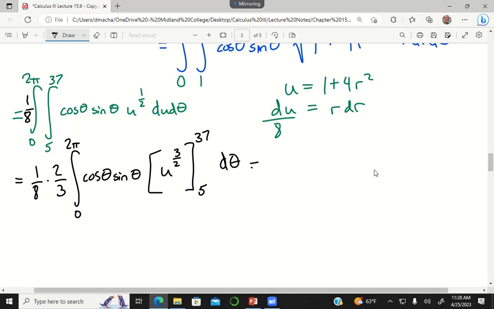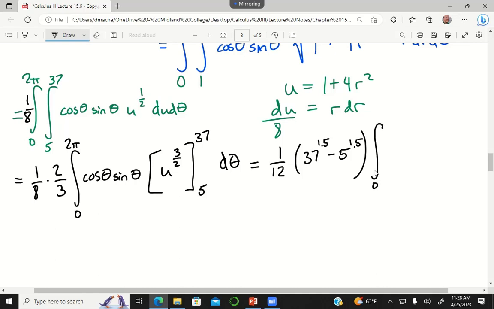Not really nice numbers. And so that's 1/12. This is just a constant. This is a really ugly constant. It's 37 to the power 1.5 minus 5 to the power 1.5. Okay, so forget about that.